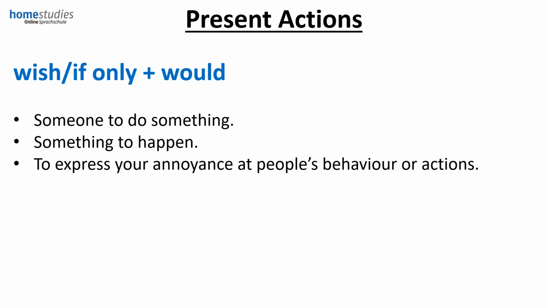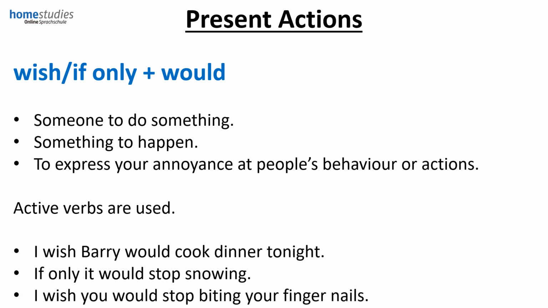Now, when we're talking about present actions, we use the following structure. Wish or if only plus would. And we use this when we want someone to do something or we want something to happen. And we can also use this structure to express our annoyance at people's behaviour or their actions. Now this time, because we're talking about present actions, we're going to use active verbs. So we're not going to use stative verbs, we're going to use active verbs. So for example, I wish Barry would cook dinner tonight. If only it would stop snowing. I wish you would stop biting your fingernails. So present actions, wish or if only plus would.